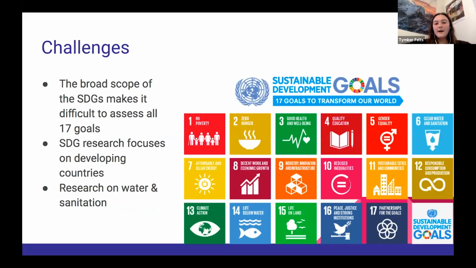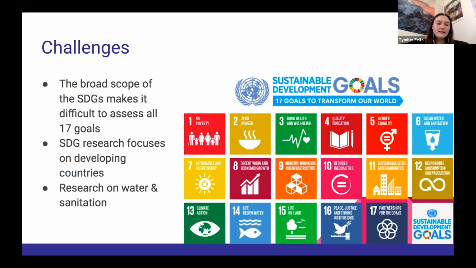I also wanted to talk about the challenges in doing my research. The first one is that the broad scope of the Sustainable Development Goals makes it difficult to assess all 17 goals, which is why I focus specifically on number 6. But I think that this can be addressed globally by allowing people to focus on research and skills that they've already been invested in. For example, NC State already has a project addressing lead in drinking water, so it makes sense for this project to work specifically on addressing Sustainable Development Goal number 6.